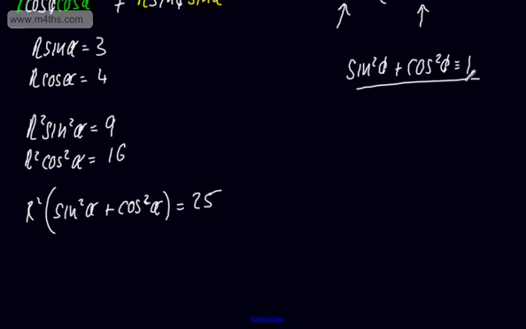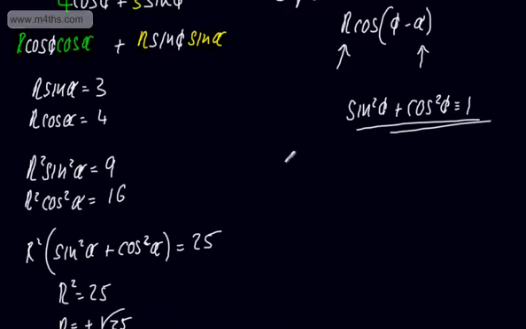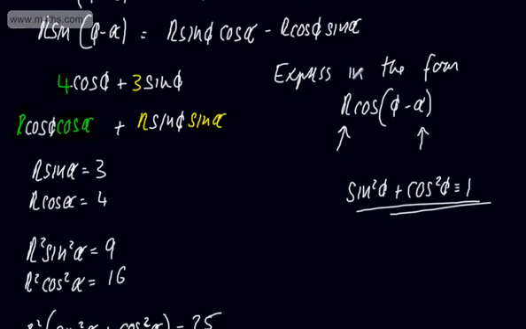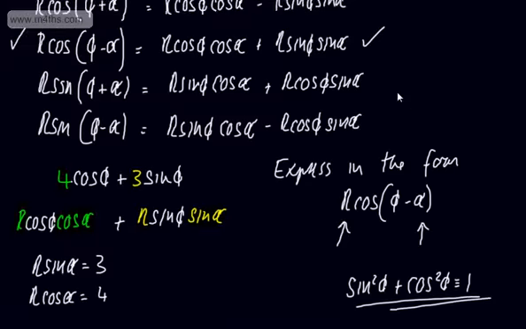If we go back to this expression here, we can see now that this is going to be equal to 1, so we can say that r squared is equal to 25. So r is going to be plus or minus the square root of 25. We take the positive root by convention, and we have that r is 5. So straight off now we can see that I've got 5 cos of theta minus some angle right here.